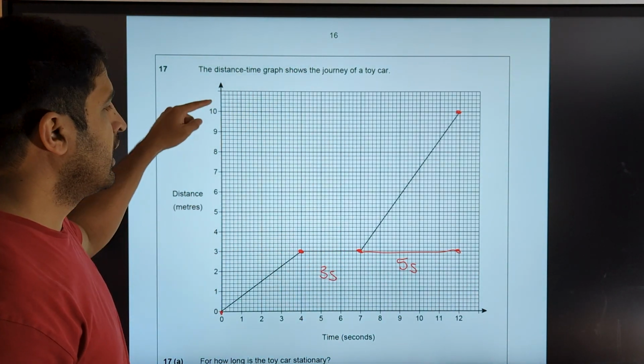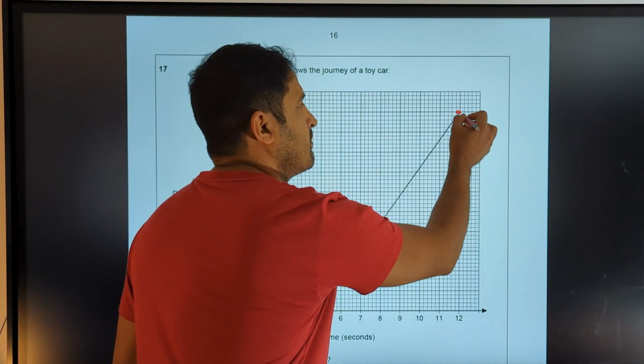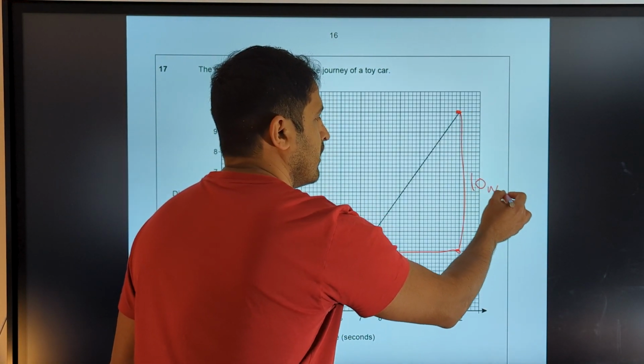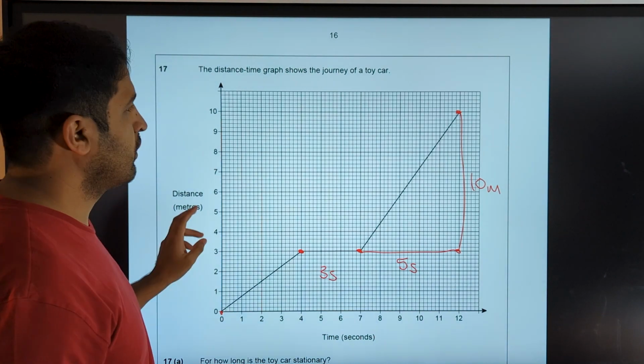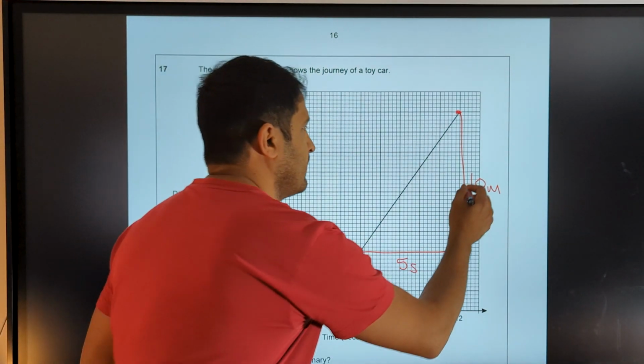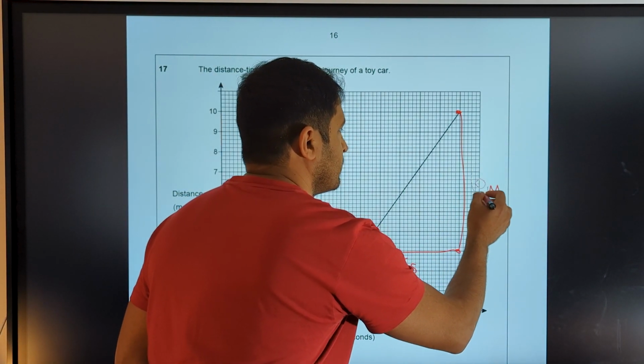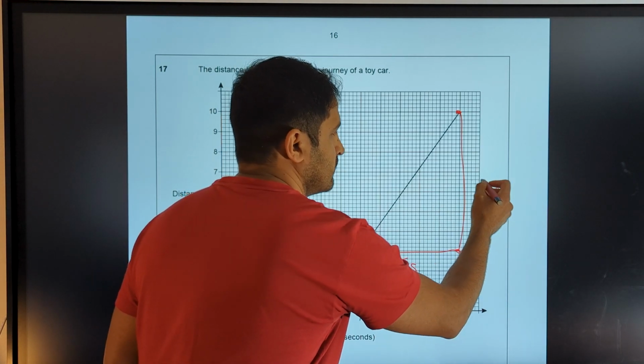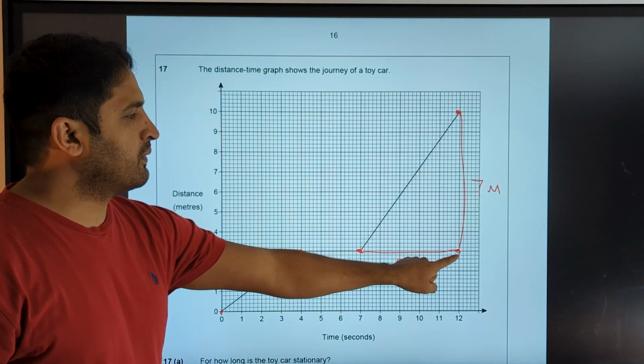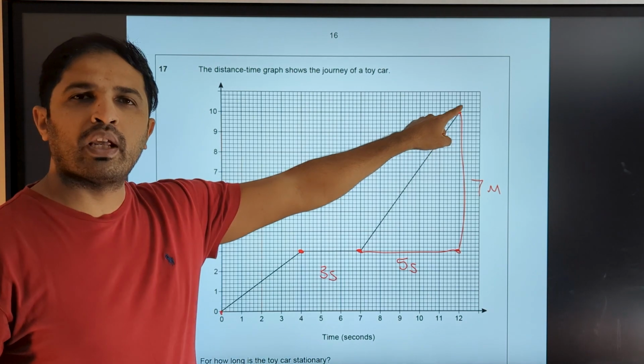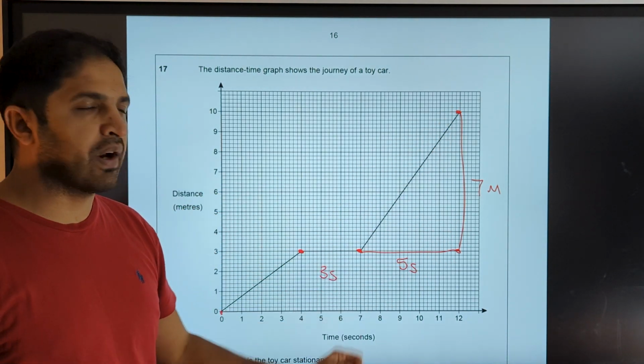We went from 3 to 10. So we traveled 10 meters. We traveled, sorry, not 10 meters. That's my mistake, actually. We traveled 7 meters. We went from 3 meters away to 10 meters away. We traveled 7 meters in 5 seconds.